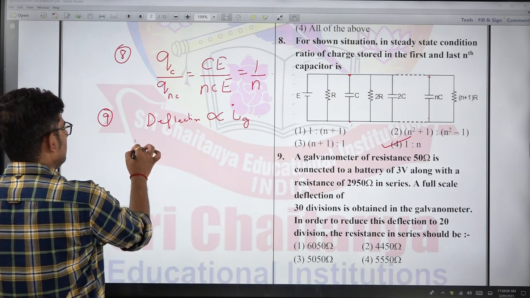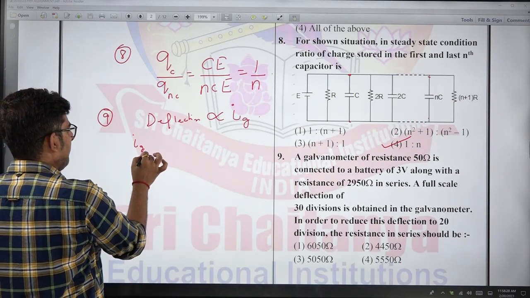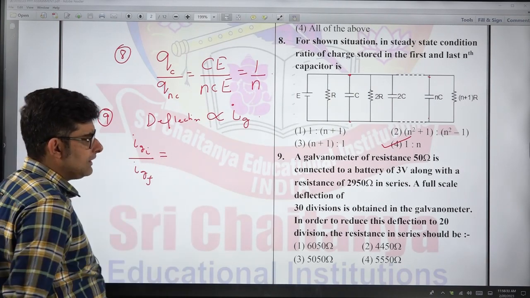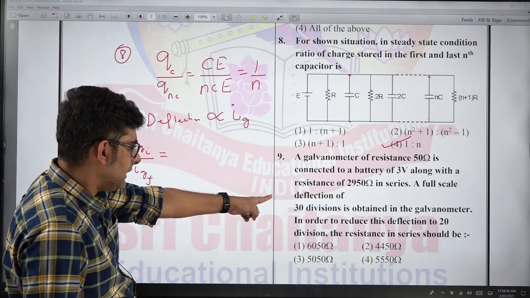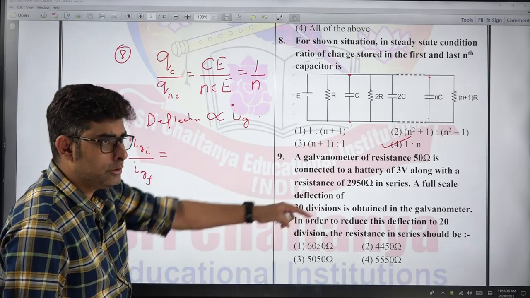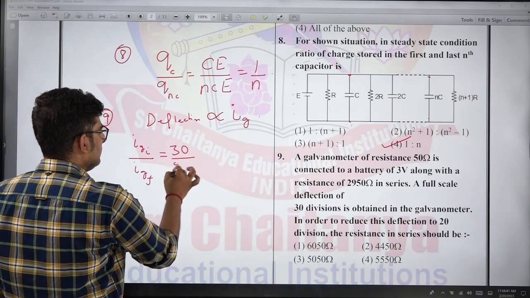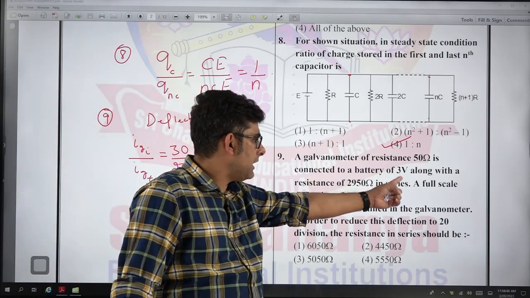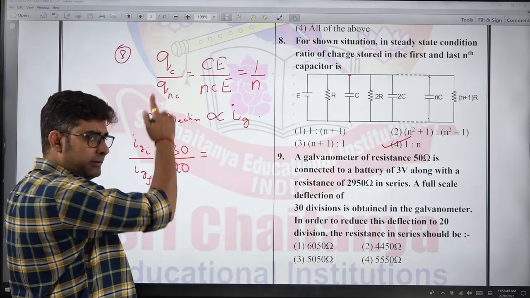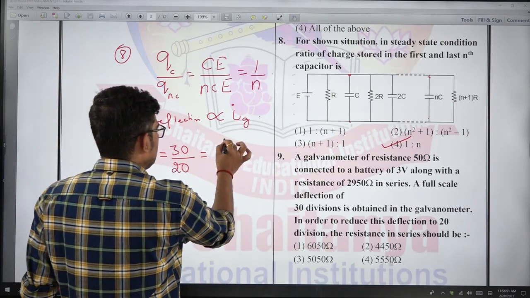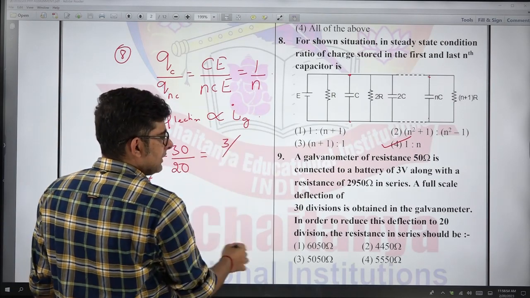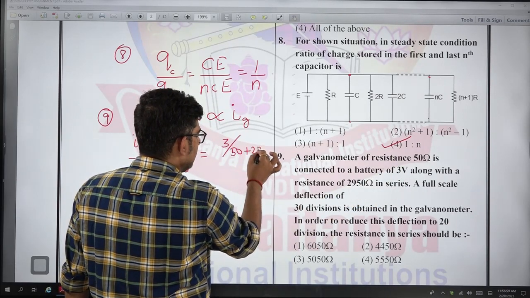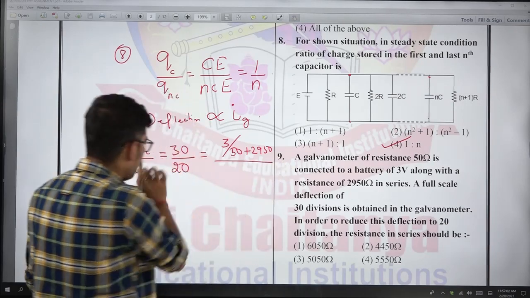Now what they are saying, Ig initial by Ig final equals, can we see the value? Earlier it was giving 30 divisions deflection and later it is reducing to 20. So you can directly write this as 30 by 20. But how to find Ig? They are saying 3 volt battery. So current is voltage divided by resistance. So 3 volt divided by the total resistance. Galvanometer resistance 50, and how much you have connected in series? 2950. So this is Ig.